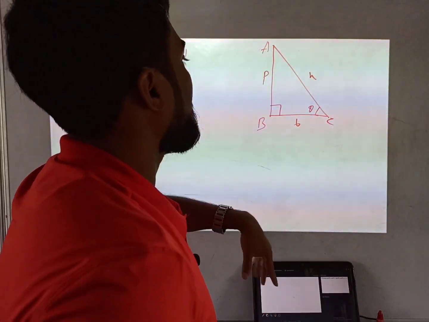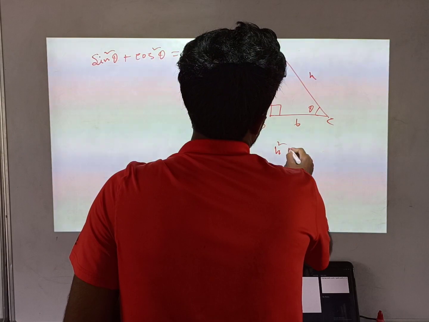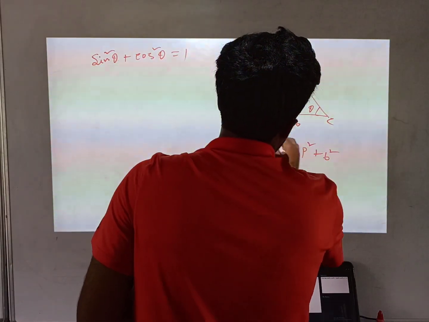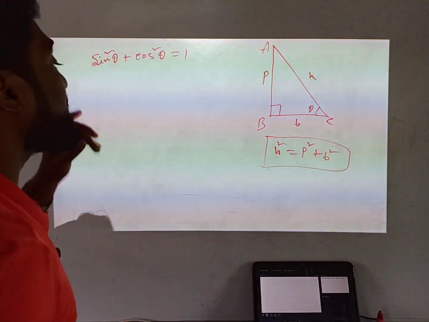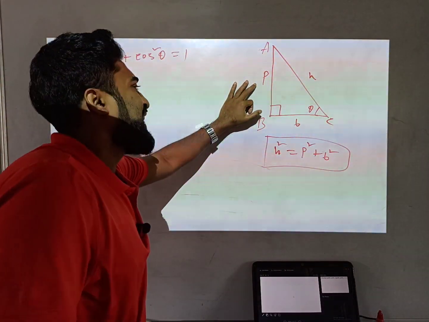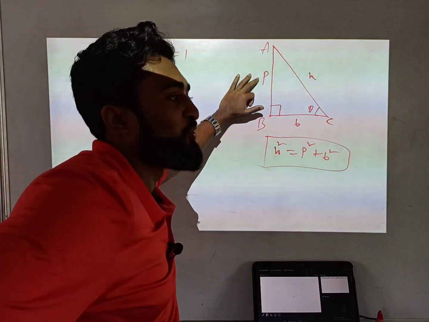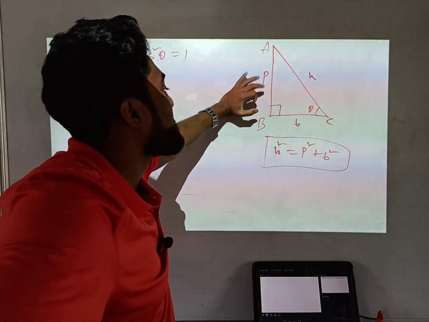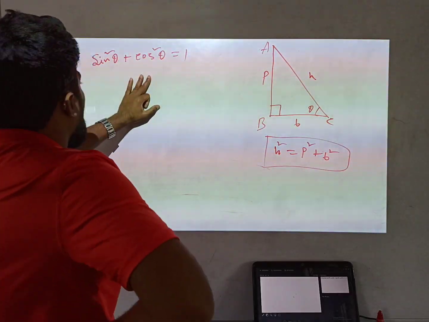A right angle triangle follows the Pythagoras theorem. What is the Pythagoras theorem? H square equals P square plus B square. We know that. Now, in any triangle we have three sides only. So in a right angle triangle we have three sides, P, B, H. So now we will prove this.